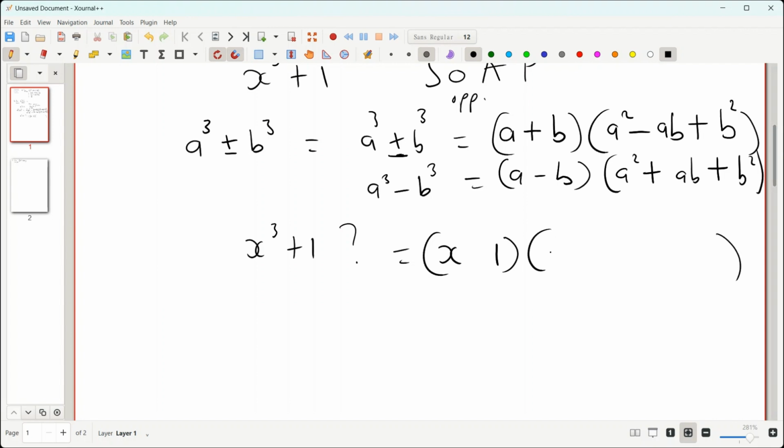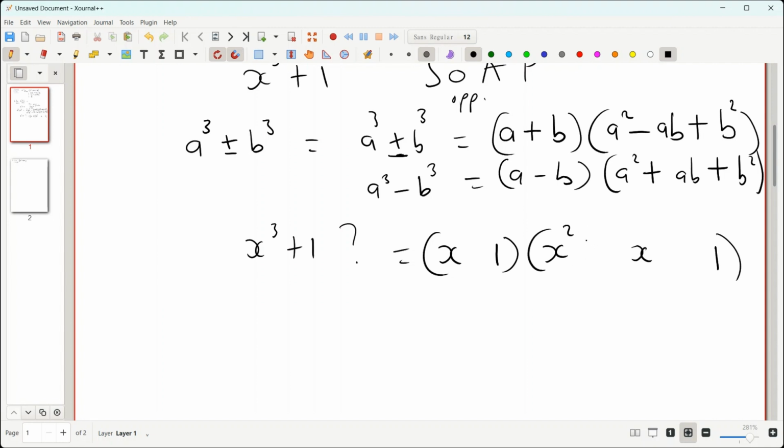And then for the other factor here we'll have what? We'll have our x squared, because for us to get x cubed, we need to multiply x and x squared. So it has to be x squared here. And then to get our 1, it means we'll also have 1 here, because 1 and 1 will give us 1 when we multiply them. And then the middle term is always our x times our 1, so here it will be x. So x times 1 is always x.